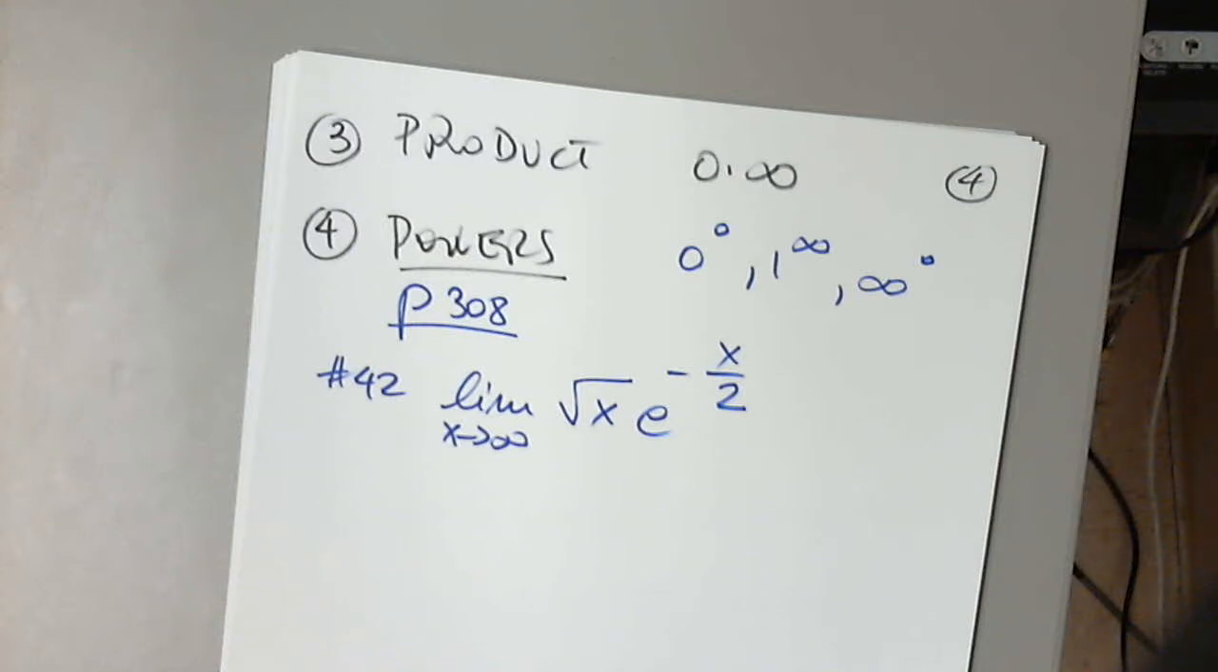This is not a ratio. This is not a power per se, and this is not a difference. So let's see what it is. Now you understand how important it is to plug in and see what type of case it is. It could be any of those 7 cases, or it could just be 5, and you're done. So we have to plug it in.